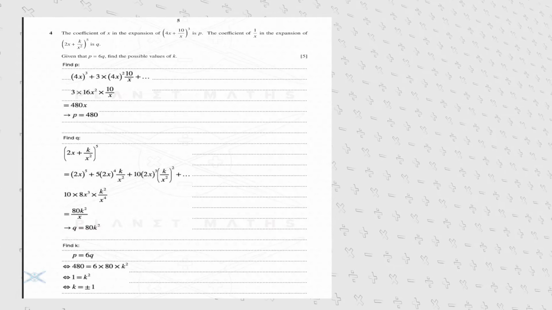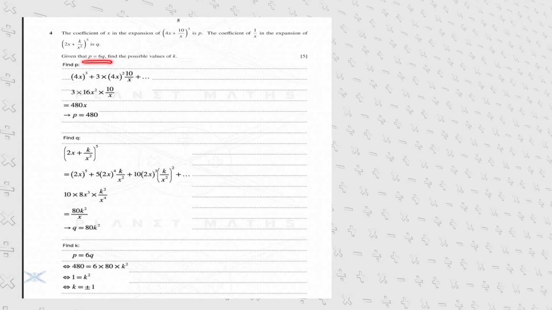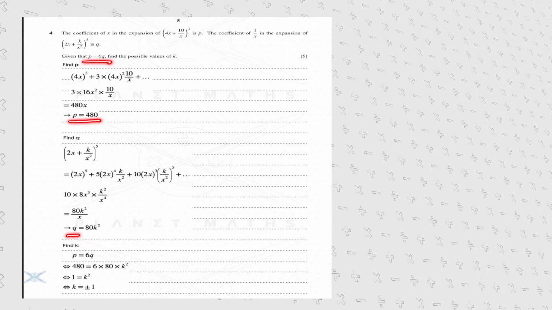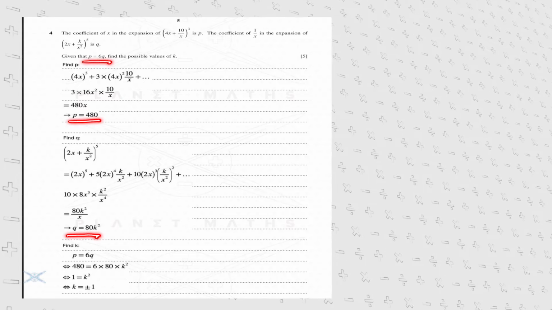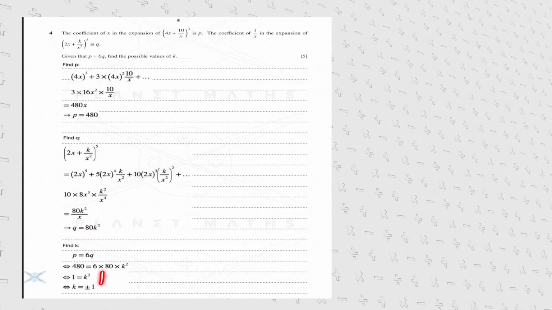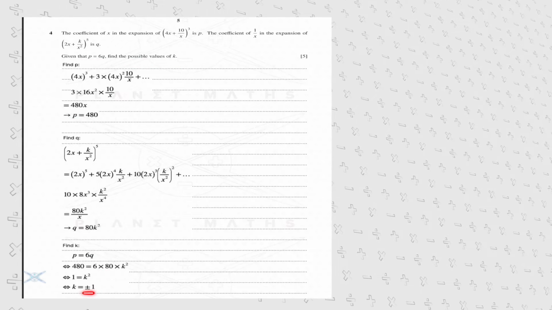To now find the value of k, we can make use of the given fact that p equals 6q, which we can now easily do since we have determined the values for both of those variables. We would simply equate p to 6 times q, and rearranging it for k delivers us 2 possible values for k, namely negative and positive 1.